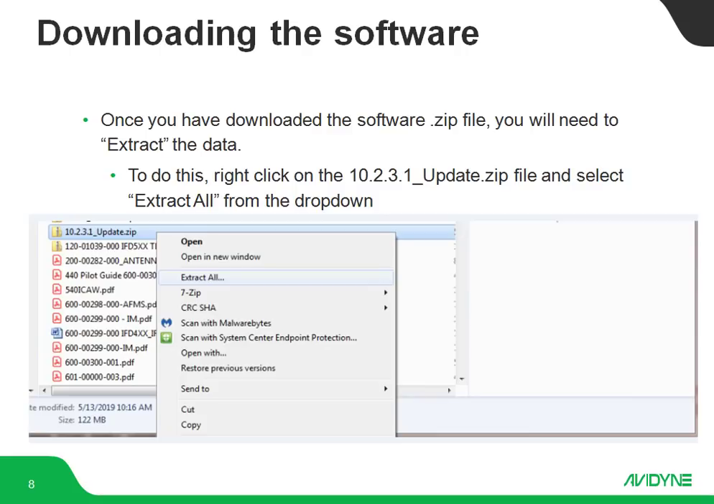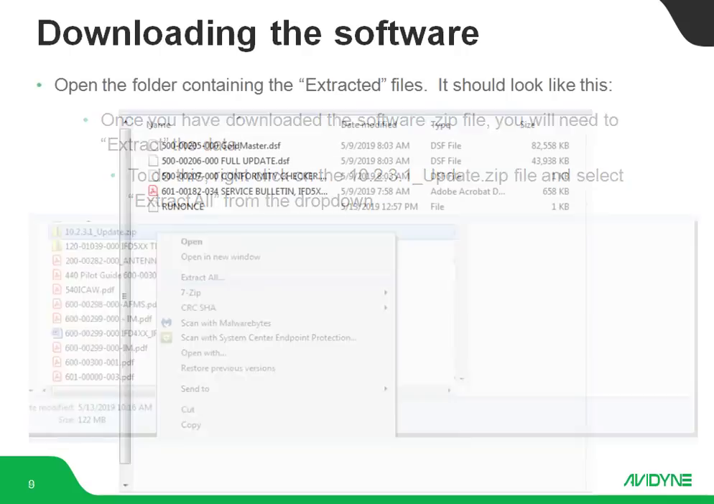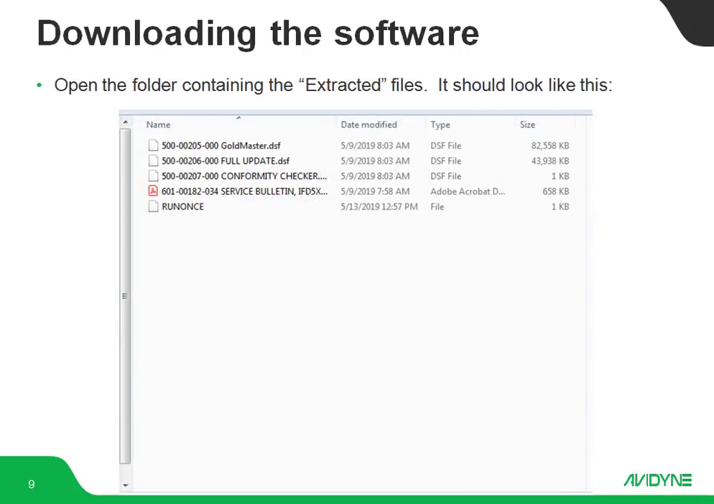So what you'll want to do is, once you've downloaded that zip file, go find that zip file where it's been saved at, right-click on that guy, and go down here to Extract All. And once you extract all, what that's going to do is it's going to create a new folder called 10.2.3.1_update, but you'll see that that .zip is eliminated from the file extension. And once you've done that, go ahead and open that folder that contains all of those newly extracted files, and it should look like this.